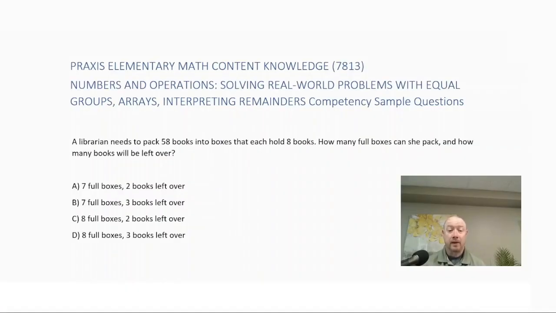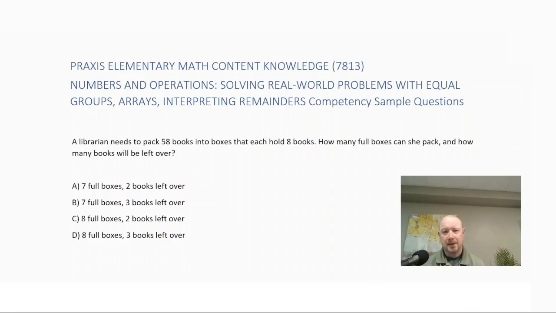A librarian needs to pack 58 books into boxes that each hold 8 books. How many full boxes can she pack, and how many books will be left over? Is it A, 7 full boxes with 2 books left over, B, 7 full boxes with 3 books left over, C, 8 full boxes with 2 books left over, or D, 8 full boxes with 3 books left over?